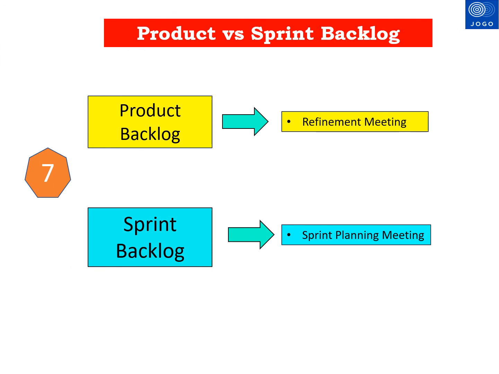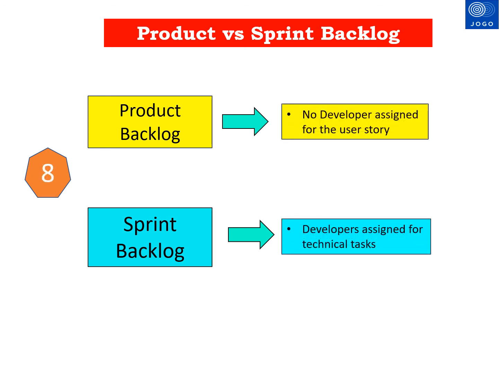Backlog refinement meetings will be used to create or refine the product backlog. Sprint planning meeting will be used to create the sprint backlog. In the product backlog, user stories will not be assigned to the development team members. But in the sprint backlog, each user story and task will be assigned to the developers.